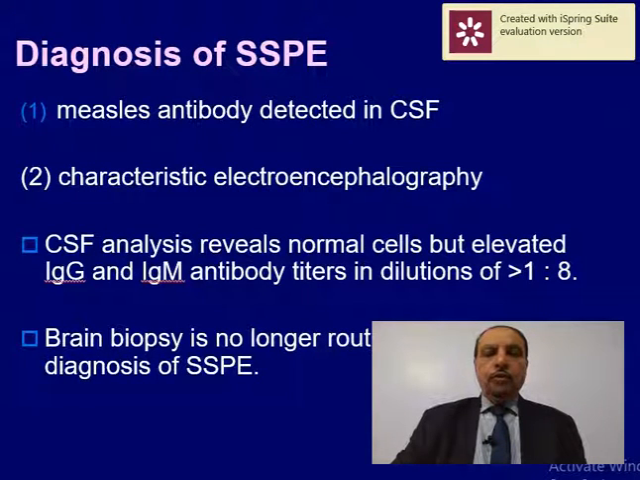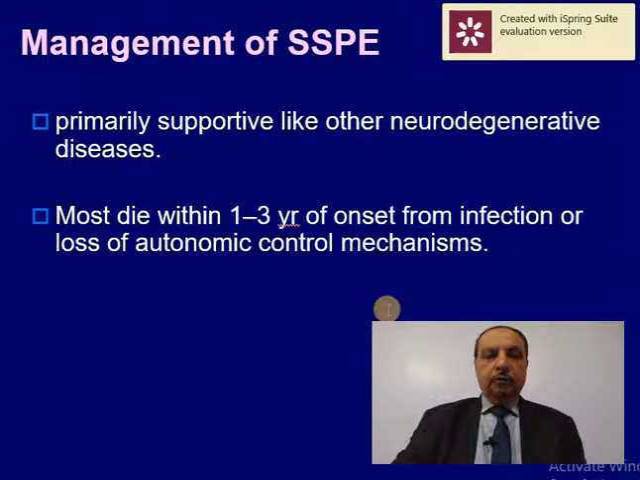How to diagnose subacute sclerosing panencephalitis? You will find measles antibody in the CSF. There is a characteristic EEG, and CSF analysis reveals normal cells but elevated immunoglobulin G and immunoglobulin M antibody titer in dilution more than 1 to 8. There was brain biopsy before for diagnosis, but it is no longer used.